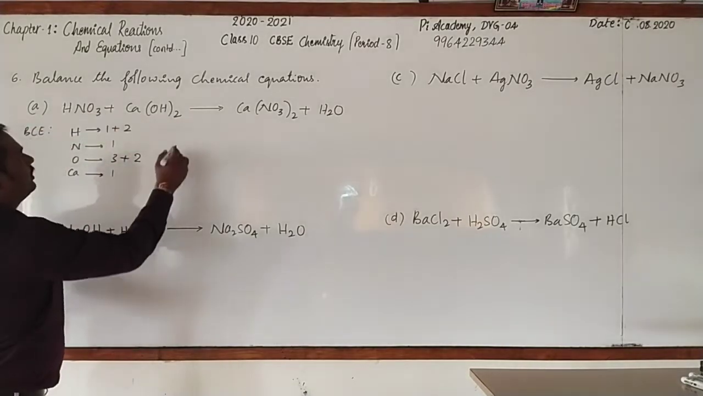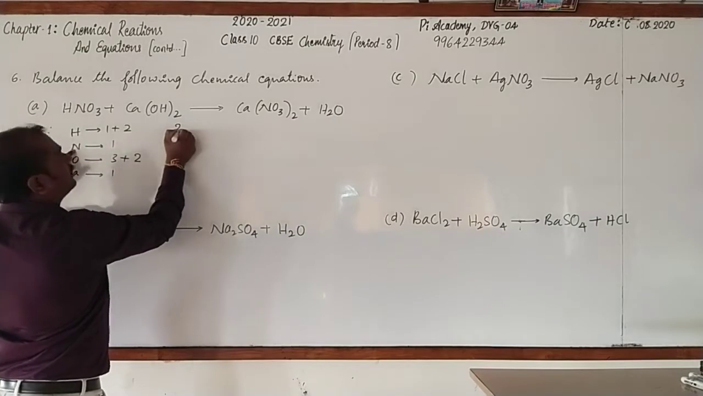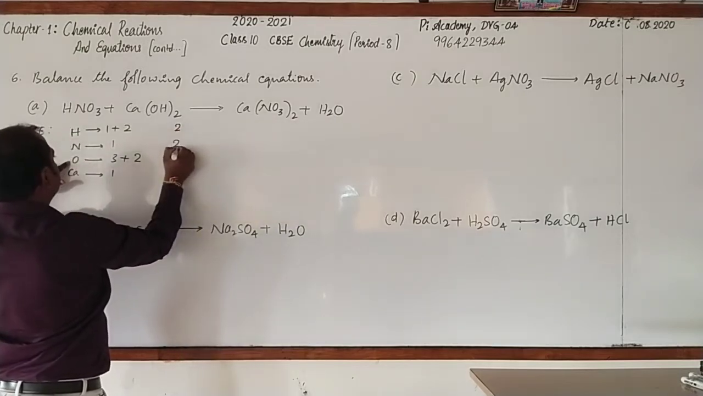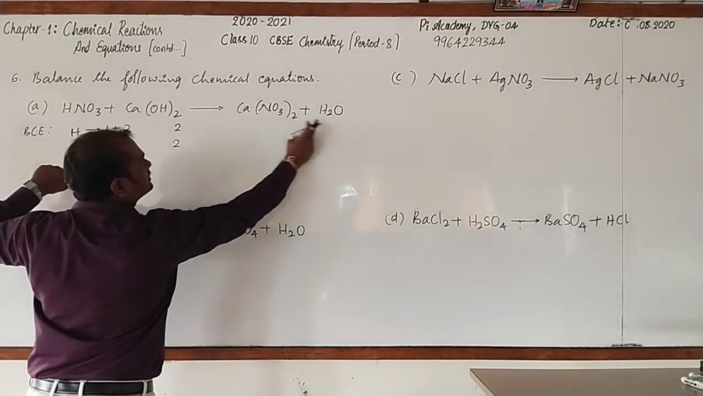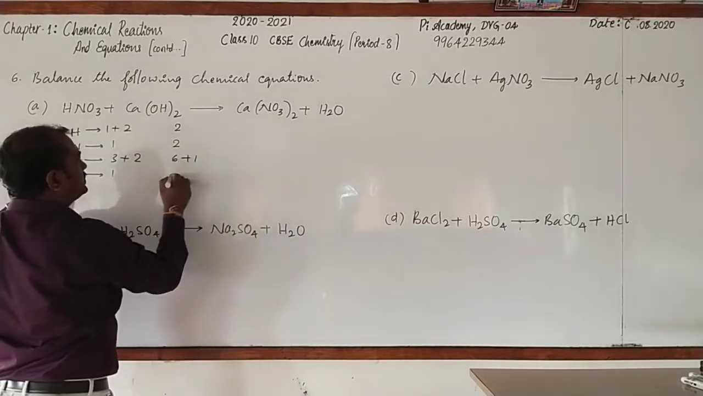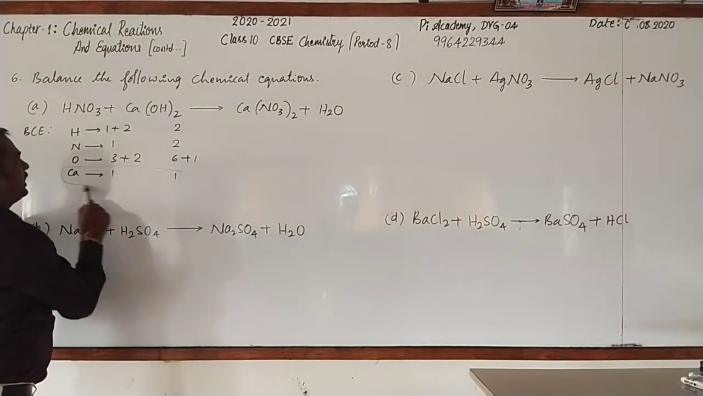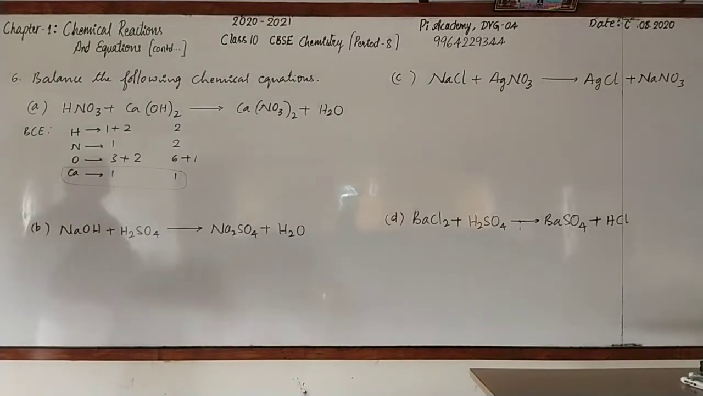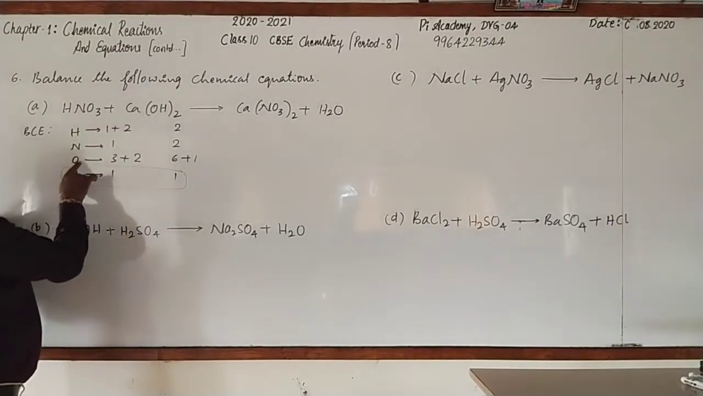Next, nitrogen 1, oxygen 3 plus 2, right? Calcium only 1. On the product side, hydrogen here 2 are there, nitrogen 2, oxygen it is 2, 3s are 6, 6 plus 1, 7. And calcium it is 1. So which one will you take for balancing? Observe here, calcium is already balanced. Now nitrogen, can we go for nitrogen? See here, hydrogen atoms are distributed in 2 compounds, even oxygen also.